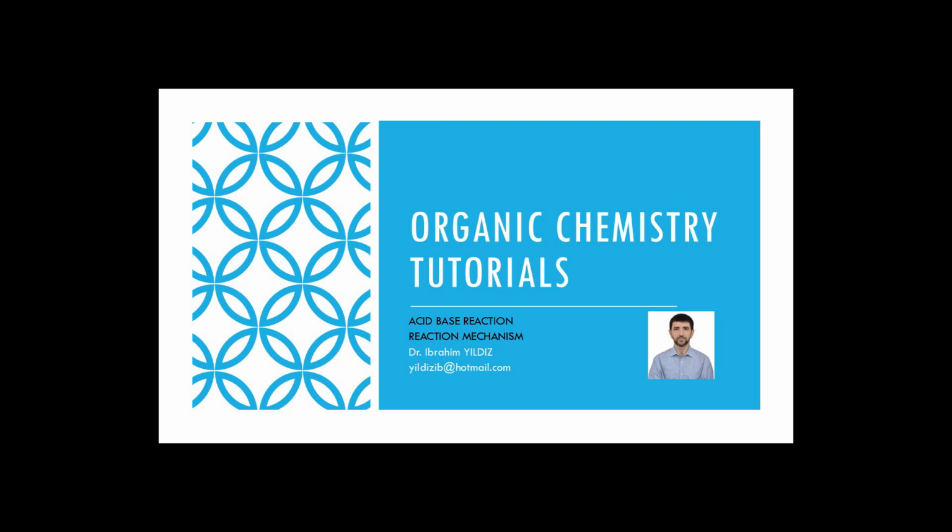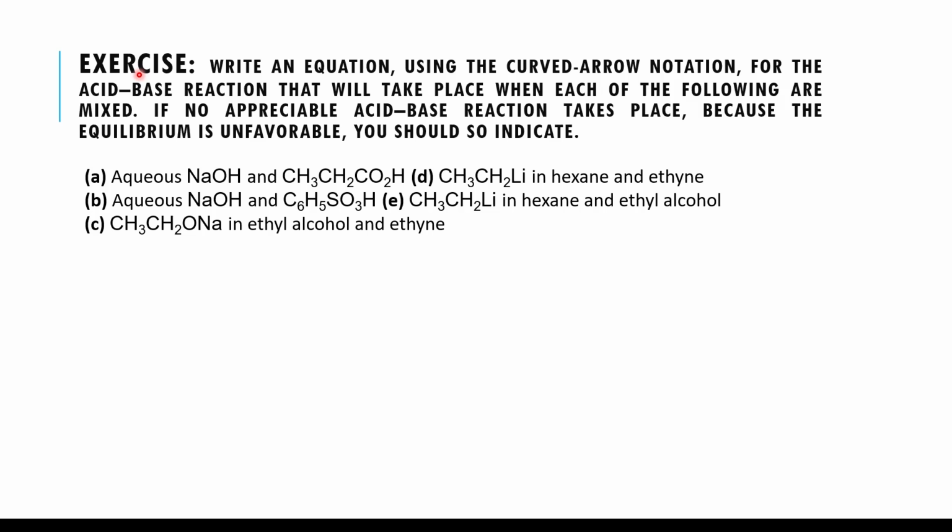Hi, in this tutorial we have an exercise related to acid-base reactions. The exercise asks us to write an equation using the curved arrow notation for the acid-base reaction that will take place when each of the following are mixed. If no appreciable acid-base reaction takes place because the equilibrium is unfavorable, you should so indicate. Let's start from the first option.